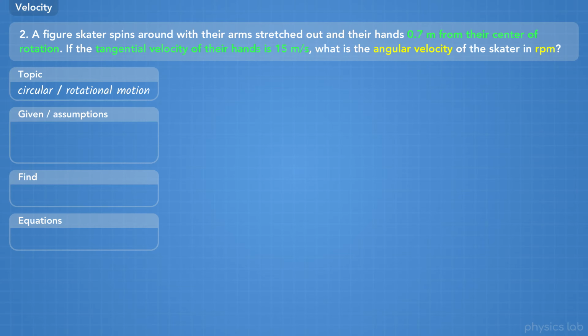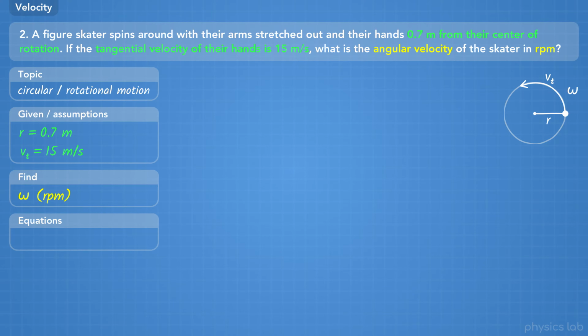So we have a skater in rotational motion and their hands traveling around in circular motion with a positive velocity. Let's draw that out, with one of their hands traveling in a circle counterclockwise, since the velocity is positive. If their hands are 0.7 meters from the skater's center of rotation, that means the radius of their circular path is 0.7 meters. The tangential velocity, v sub t, is 15 meters per second. The problem is asking us to find the angular velocity of the skater, specifically in revolutions per minute, and we can label the picture with the angular velocity, omega.